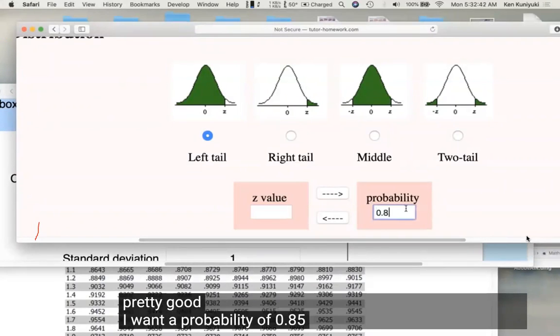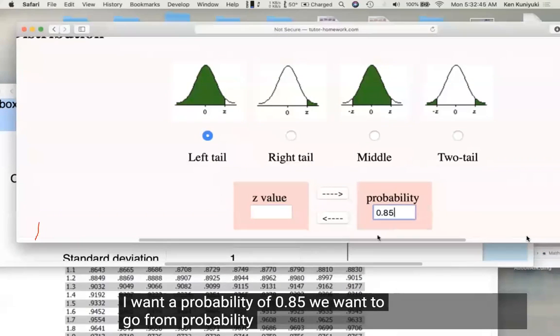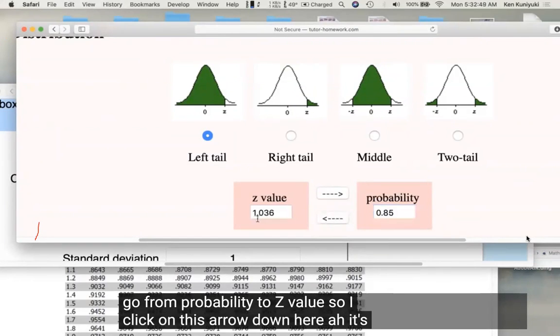I want a probability of 0.85. We want to go from probability to z-value. So I click on this arrow down here. It's about 1.04.